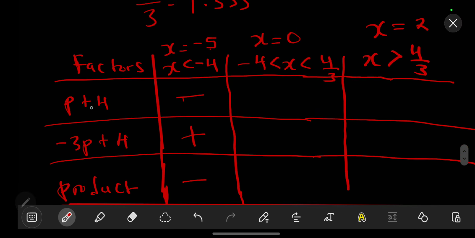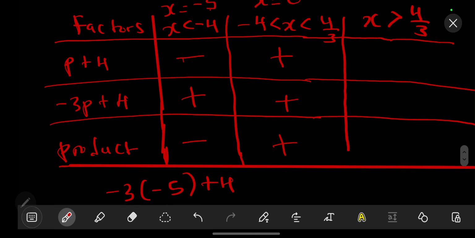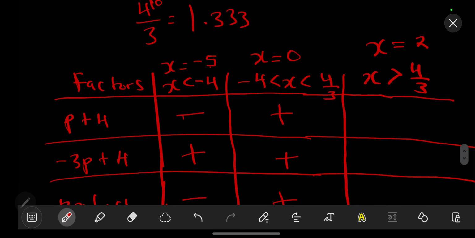When we put our 0 here, it will be 0 plus 4, which is equal to 4. So we are going to have a positive. If we put 0 in the other factor, this whole thing will become 4, so it will be positive, and finally positive here. Then when we look at the range here, it's giving us that x is equal to 2. So when we put 2 here, it will be 2 plus 4, which is equal to 6, which is a positive.